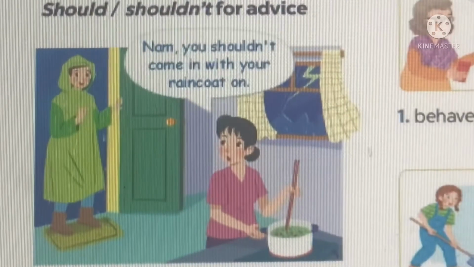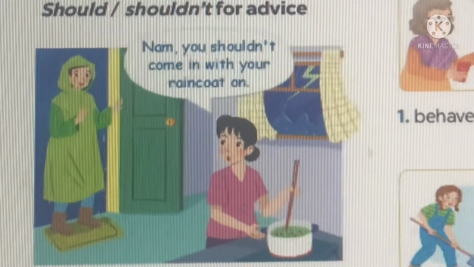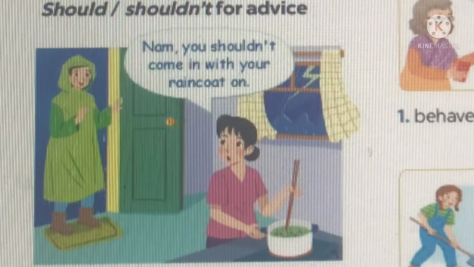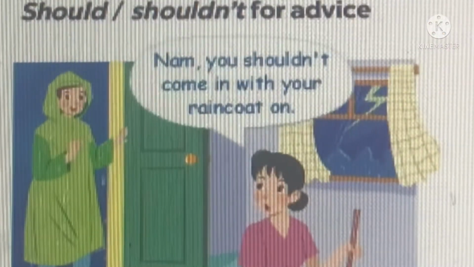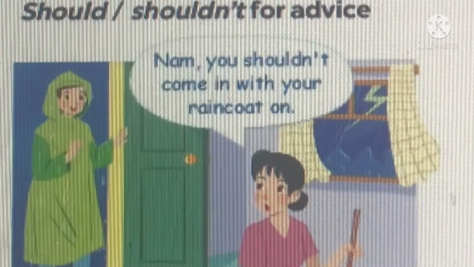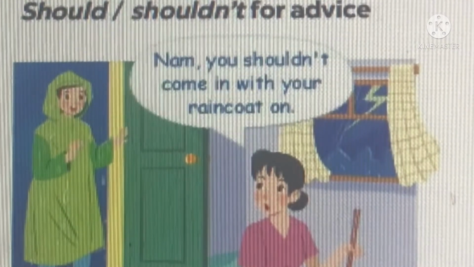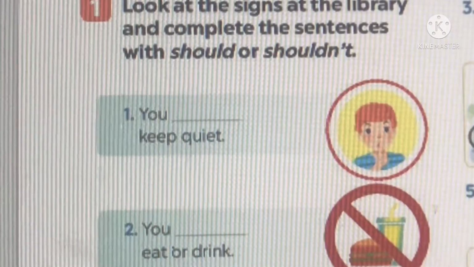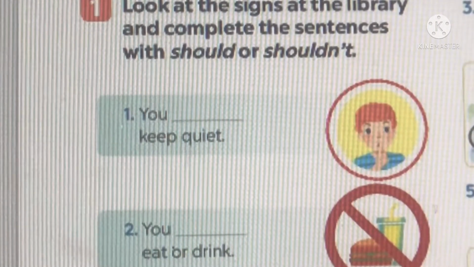Look at the picture. Nam is wearing a raincoat and he is coming into the kitchen. So, his mother advised him, Nam, you shouldn't come in with your raincoat on. Look at the signs at the library and complete the sentences with should or shouldn't.